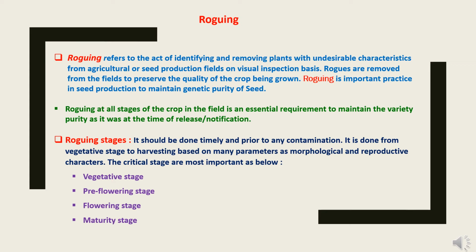Roguing is done from vegetative stage to harvesting based on many parameters such as morphological and reproductive characteristics. For most of the crops, the critical stages are vegetative stage, pre-flowering stage, flowering stage and maturity stage.